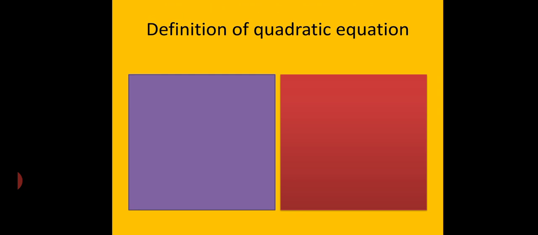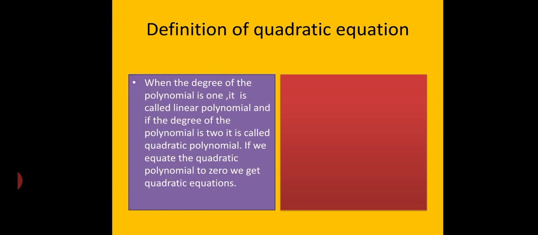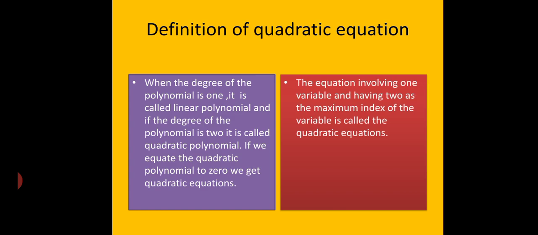Definition of quadratic equation. When the degree of the polynomial is 1, it is called linear polynomial. And if the degree of the polynomial is 2, it is called quadratic polynomial. If we equate the quadratic polynomial to 0, we get quadratic equations. The equation involving one variable and having 2 as the maximum index of the variable is called quadratic equations. General form of quadratic equation is ax square plus bx plus c equal to 0.